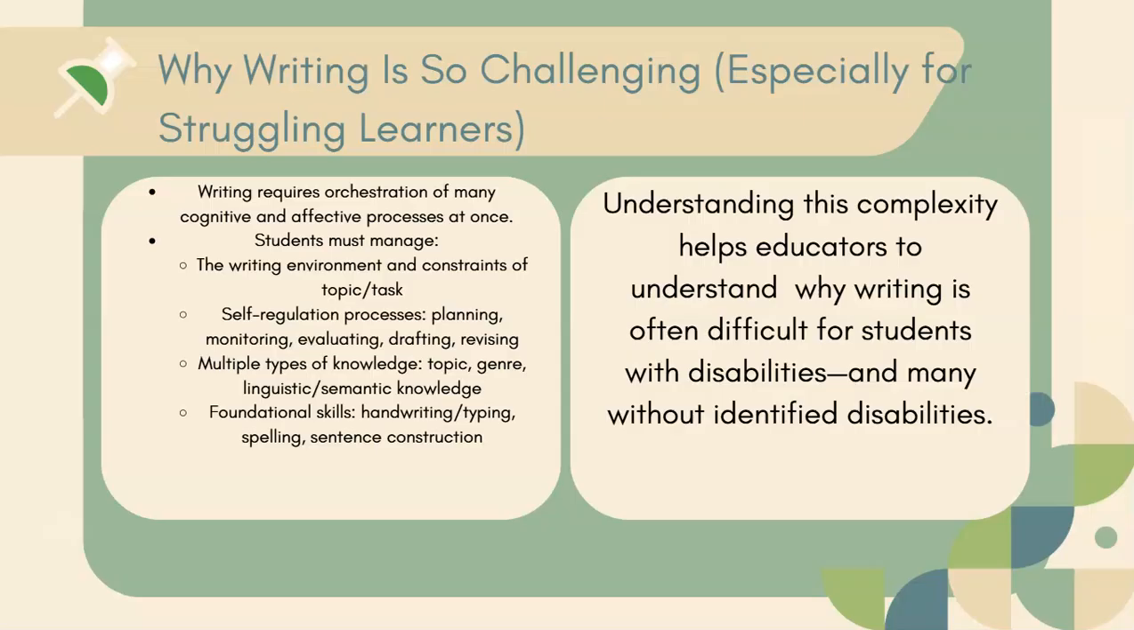Why writing is so challenging, especially for struggling learners. Writing is an orchestration of many cognitive processes at once. Students must manage the writing environment and constraints of the topic or the task. They have to self-regulate processes like planning, monitoring, evaluating, drafting, revising. They have to have multiple types of knowledge, for example, the topic and the genre, the linguistic or semantic knowledge. They also have to have foundational skills, such as their handwriting skills or the typing skills. They also have to have knowledge of, or foundational skills of spelling and sentence construction.